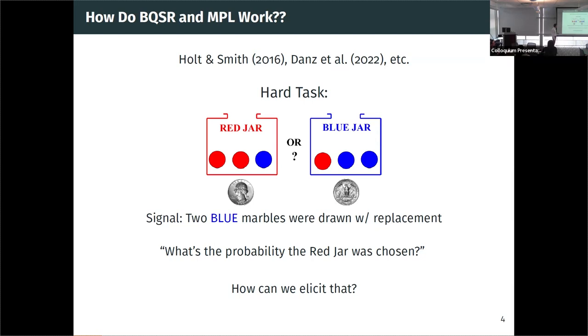If I want to study whether people are Bayesians, whether they do Bayesian updating, I would use this task and ask people the probability. But I want to pay them for their answer in such a way that they tell the truth, that they report truthfully what they believe the probability of the red jar really is.